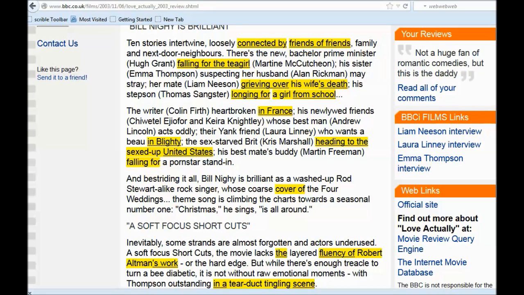Now the next one is the verb to grieve. It's a synonym of mourn, M-O-U-R-N. And when somebody dies and you feel very sad, you grieve over their death. So the preposition is to grieve over.